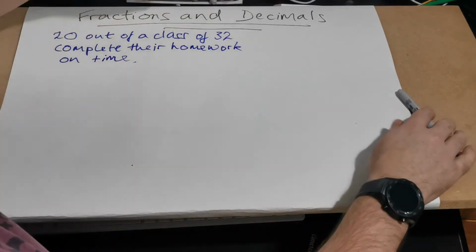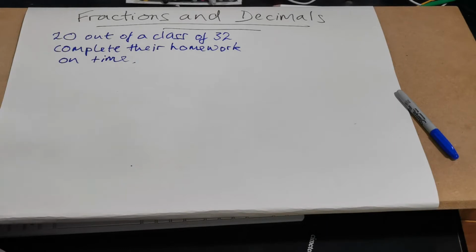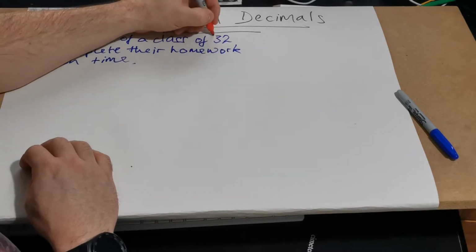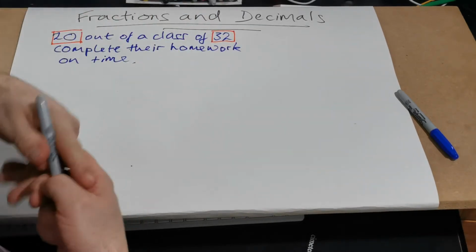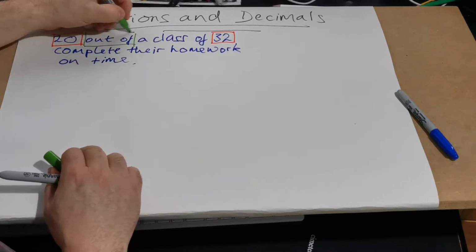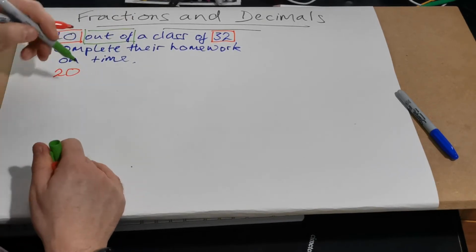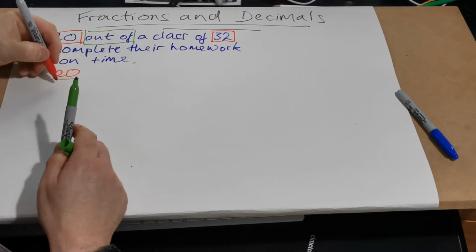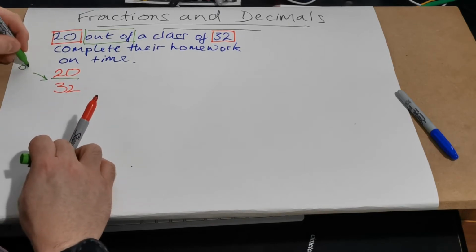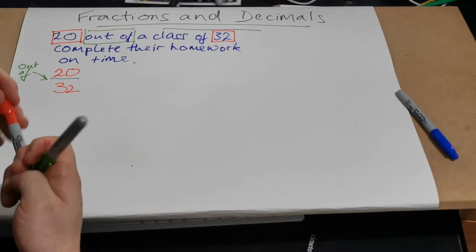And when we're reading that, the real key things in terms of our maths that we need to know are the numbers 20 and 32 and also "out of". Because the way I'm going to write that is 20 and then out of 32. So this line means out of. So 20 out of 32.